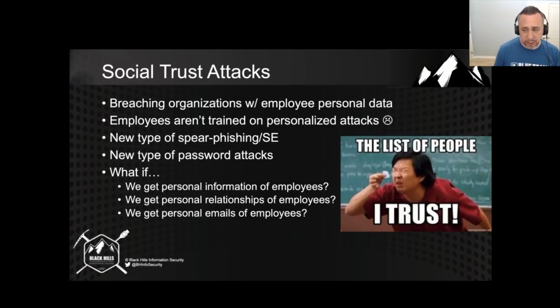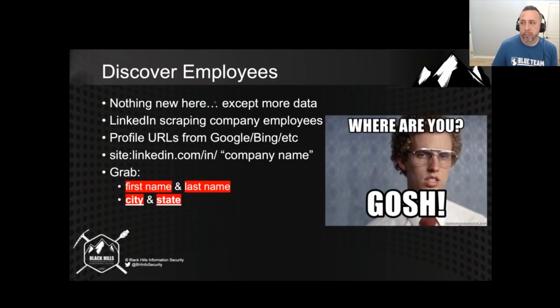Most employees are trained not to click links unless they know where they came from or if they came from the company email. But what if you received, I don't know, an email from a friend of yours or a family member? And we're also going to look at a different type of password attack. So if we could get the personal information of the employees, some of their relationships, and then their personal emails, I think it's going to make for a really different twist on these types of attacks.